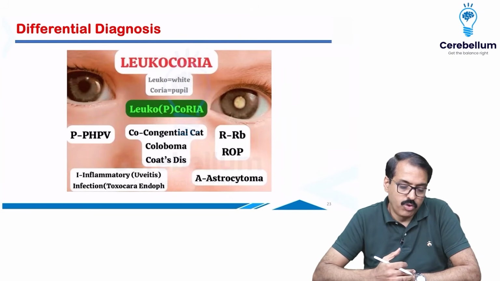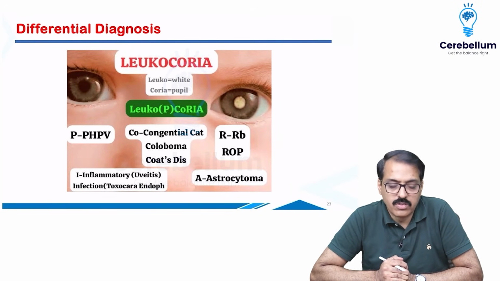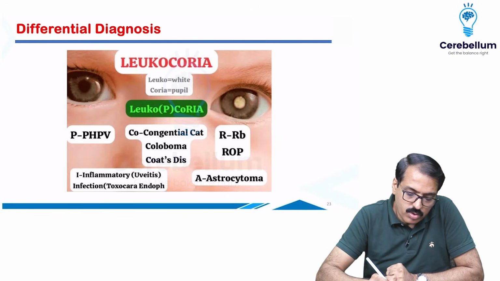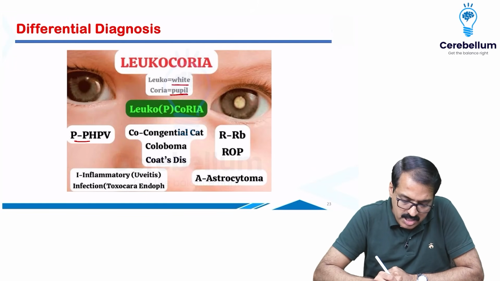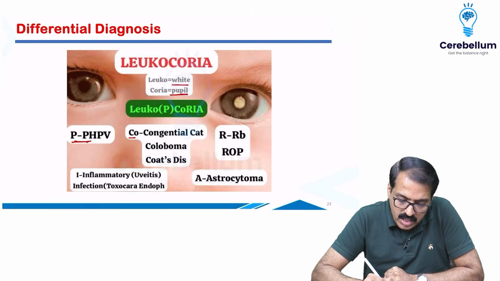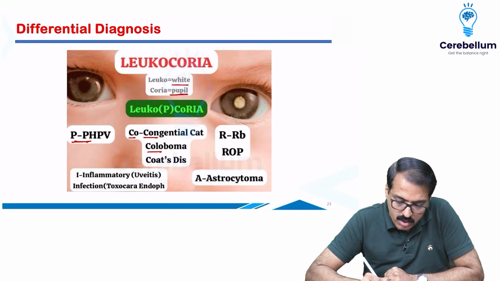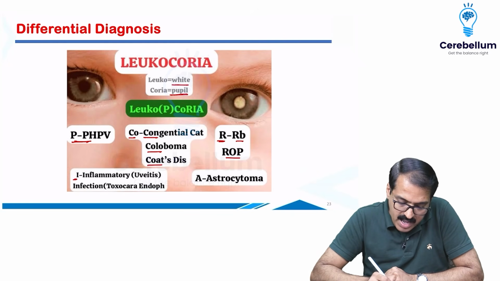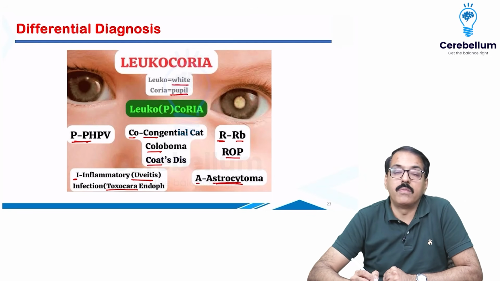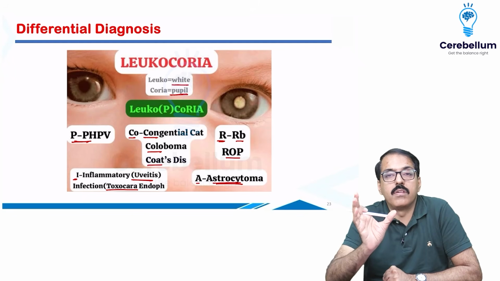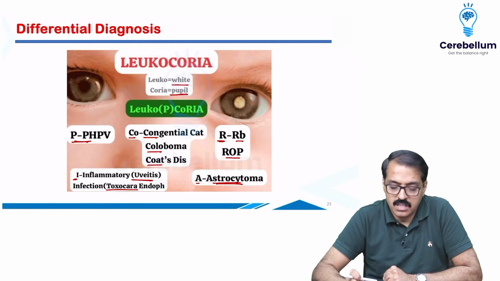Okay, moving on next to the differential diagnosis of leukocoria. Leuko, as I was telling you, is white, and coria is pupil. The different diagnoses are PHPV. Co stands for congenital cataract, coloboma, Coats disease. R is retinoblastoma and ROP. I is uveitis and infection like toxocara, and A is astrocytoma. So by the mnemonic CHORIA, you can remember these various differential diagnoses of leukocoria.